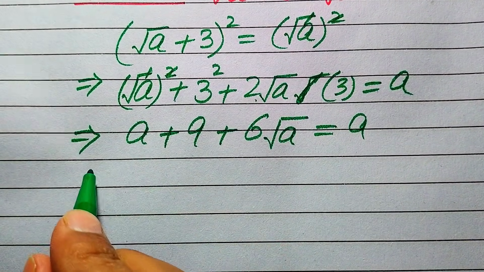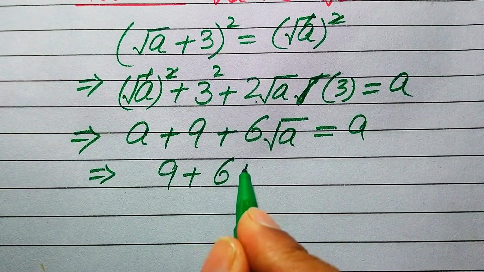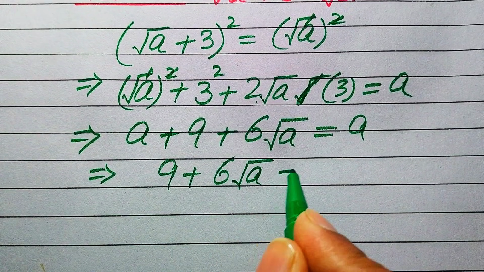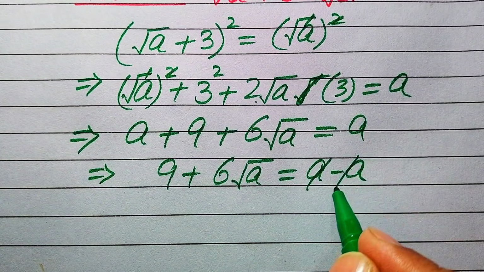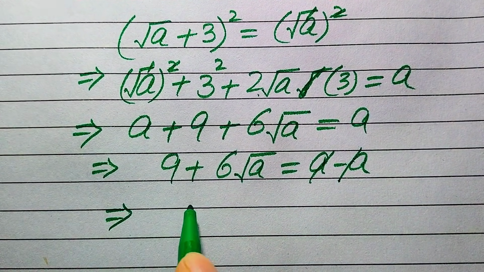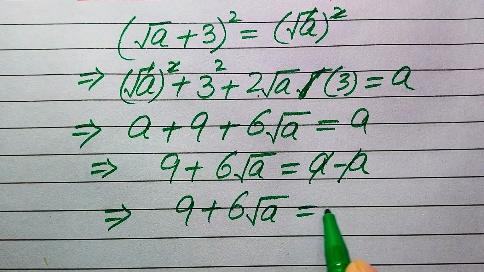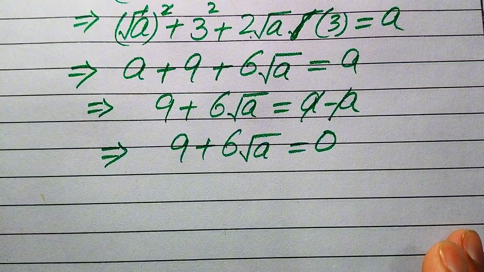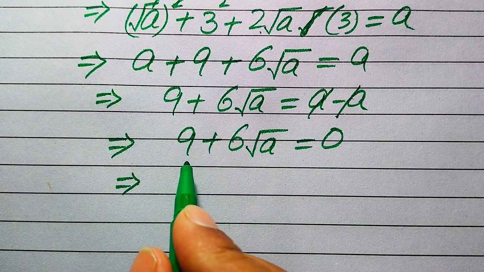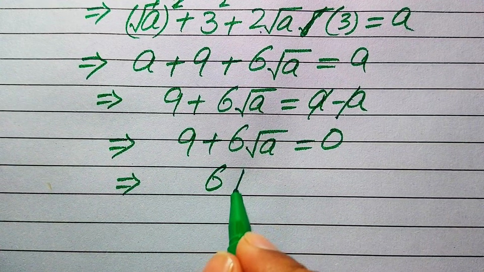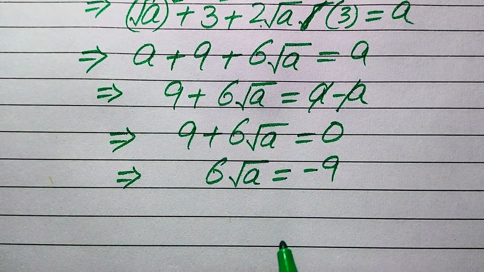So here we move this a from the left hand side to the right hand side, and it becomes 9 plus 6 times the square root of a equals a minus a. These two also cancel out, and we get 9 plus 6 times the square root of a equals 0. Here we solve for the values of a, so we move the plus 9 to the right hand side, and it becomes 6 times the square root of a equals minus 9.